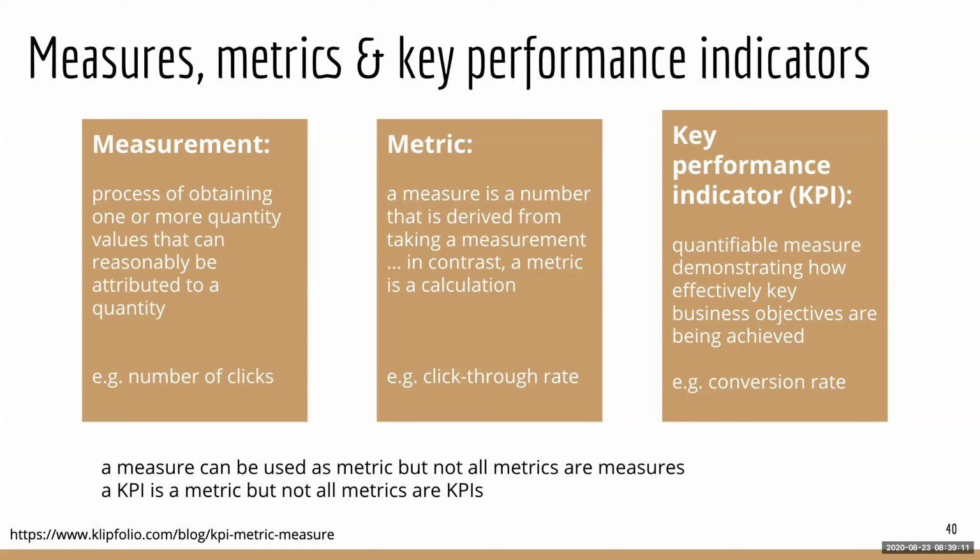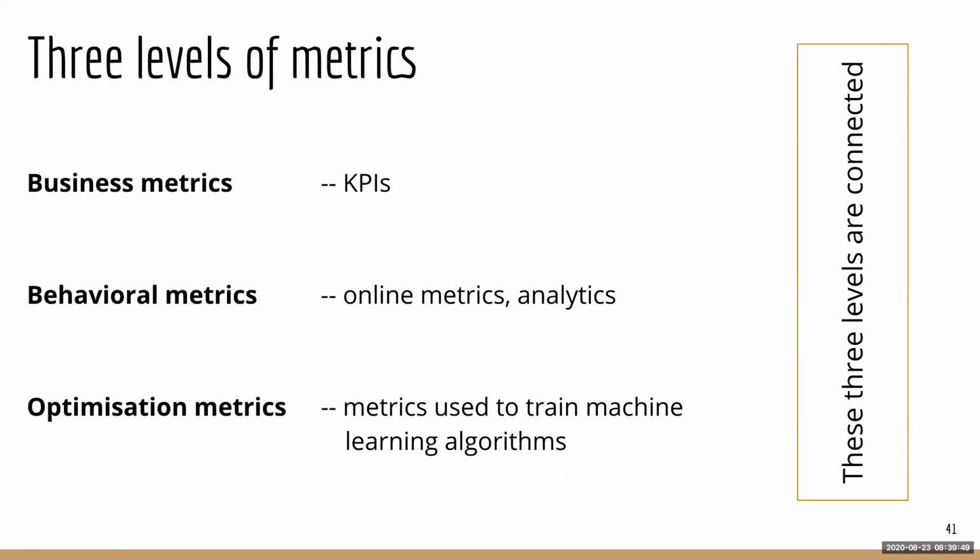And then we have what is called a KPI, key performance indicator. Those are quantifiable measures demonstrating how effectively key business objectives are being achieved. For example, in e-commerce or in advertising, conversion rate. Again, a KPI is a metric, but not all metrics are KPIs. What we're going to be describing in this lecture is really around metrics, but it's important to see how they relate to the other two parts, measurements and KPIs. There is a relationship, of course, between them.